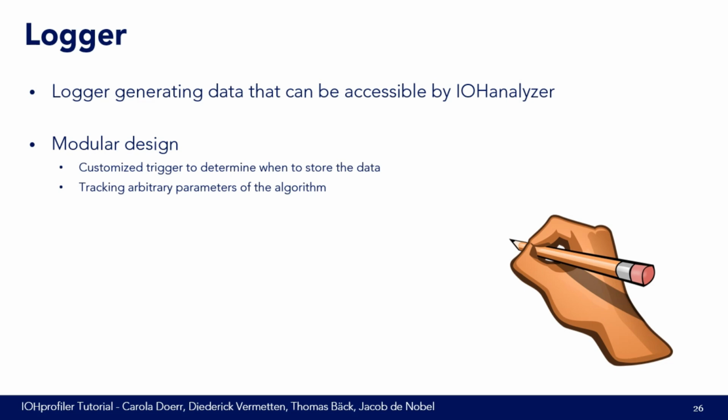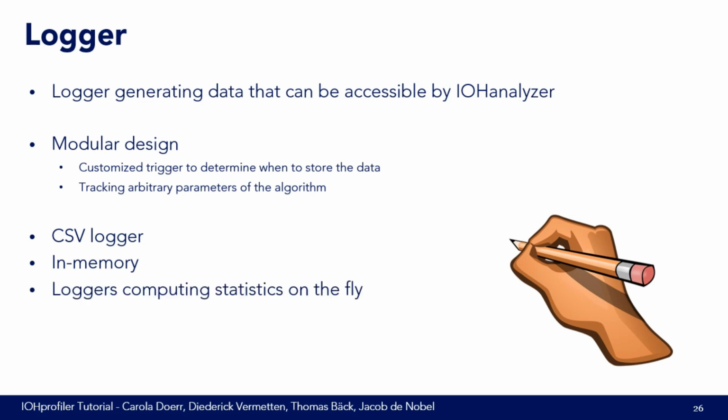You can do this also as CSV. You can just keep everything in memory or compute different statistics on the fly. Like I mentioned before, the empirical attainment function, we have some functionality to calculate measures like this while optimizing your problem.